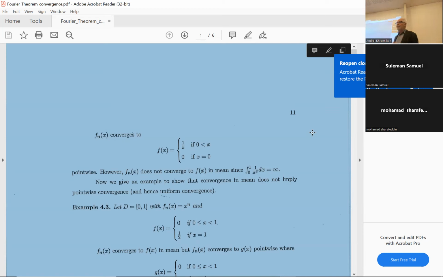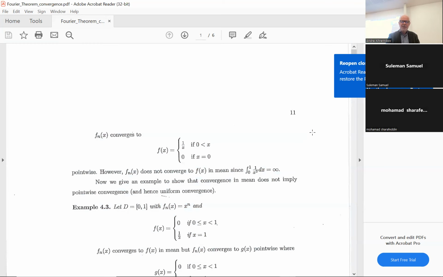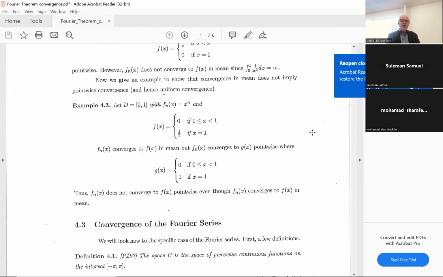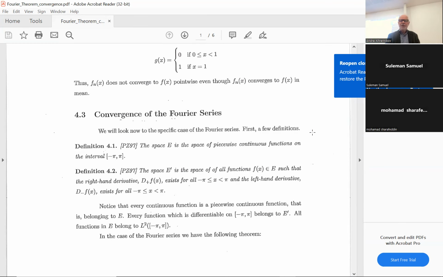So my aim is now to repeat the proof of the previous theorem about point-wise convergence. And I will be very quick, just to record and repeat the main steps. So the class of functions where we prove everything.